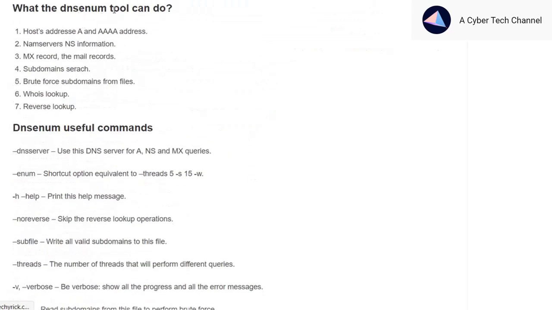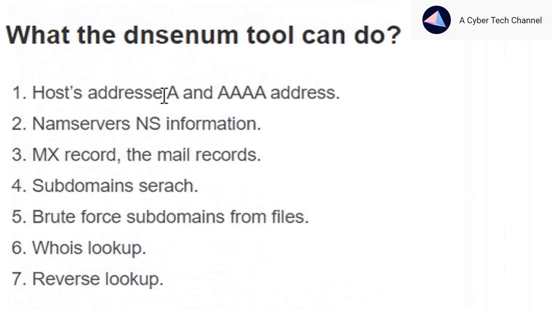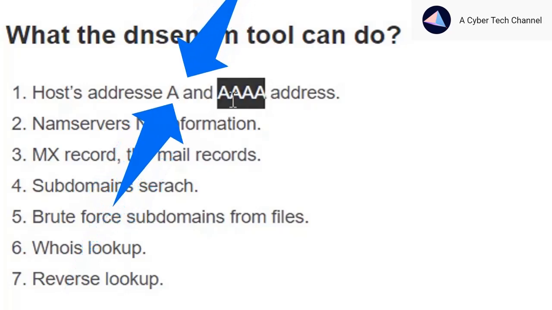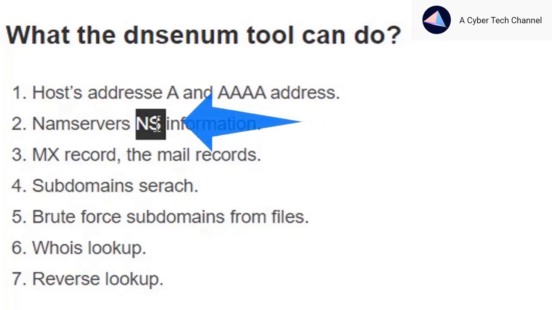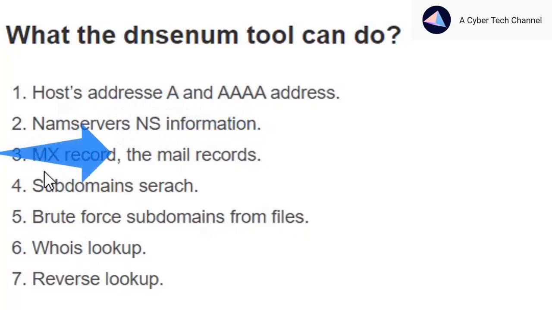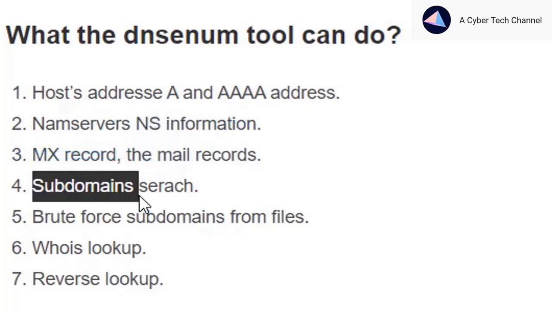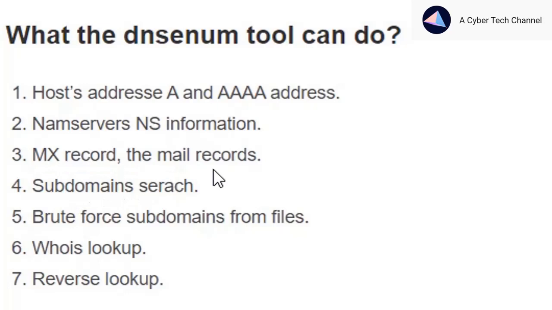The dns-enum tool could gather information such as the A record, which is nothing but the IPv4 address, the AAAA record, which is the IPv6 address, the NS information, the name servers, and the MX, which is the mail records. It could also search for subdomains, but for subdomains just go for Sublist3r. dns-enum is not good for subdomain searches, so just go for Sublist3r. It also does brute force on possible subdomains found, a Whois lookup and a reverse lookup.